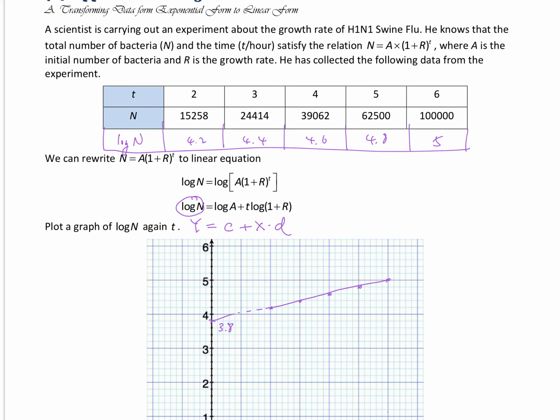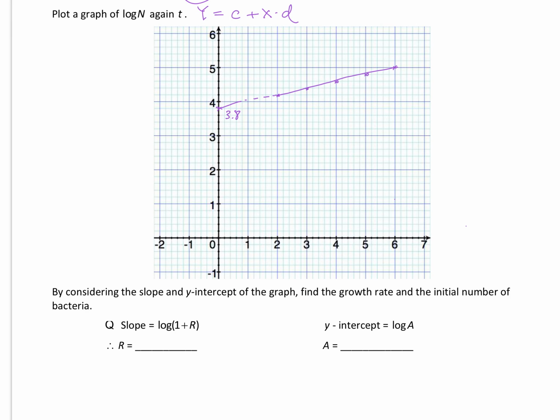Let's see how to find the values of a and r, that means the initial number of bacteria and the growth rate. Because the y-intercept is equal to 3.8, so 3.8 is equal to log a. I know a is equal to 10 to the power 3.8. This is the original number of bacteria 2 hours before.